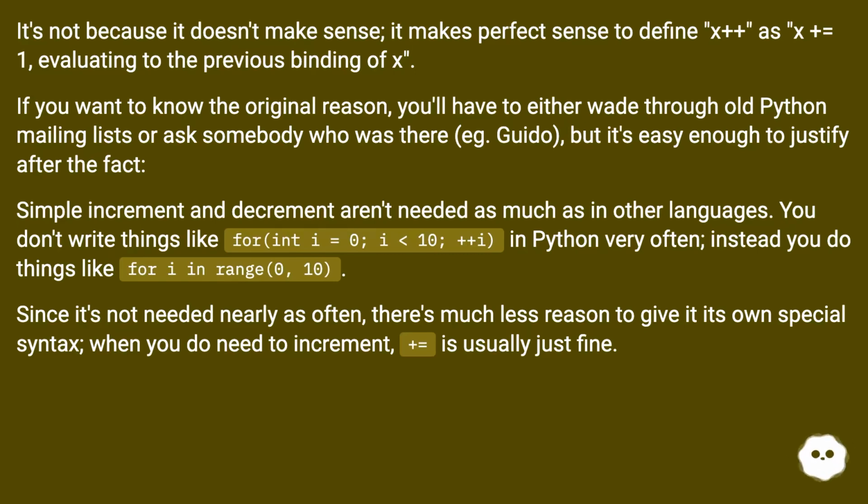Simple increment and decrement aren't needed as much as in other languages. You don't write things like for int i equals 0, i is less than 10, plus plus i in Python very often. Instead you do things like for i in range 0, 10. Since it's not needed nearly as often, there's much less reason to give it its own special syntax. When you do need to increment, plus equals is usually just fine.